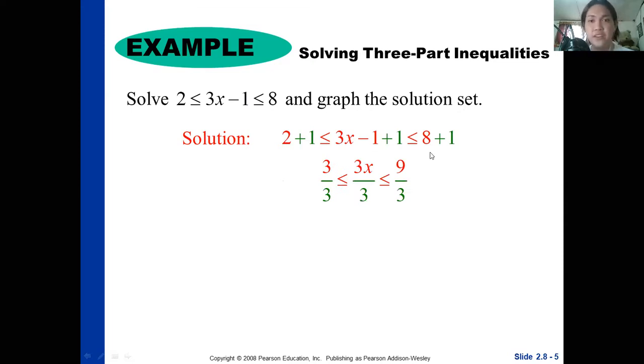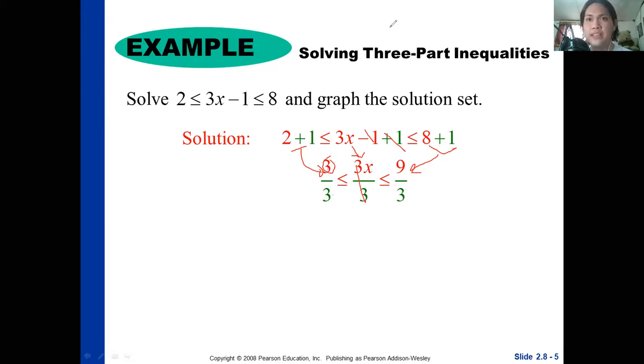So you have it there, 3 less than or equal to 3x less than or equal to 9. Again, where did we get this one? We all know 2 plus 1 is 3. And then, of course, this will be eliminated. That's why we have 3x. And after that, 8 plus 1 is 9, as you can see. And after that, you divide both sides by 3 so that 3 will be canceled in the center part of our inequality. And then 3 divided by 3 is 1. 9 divided by 3 is 3.